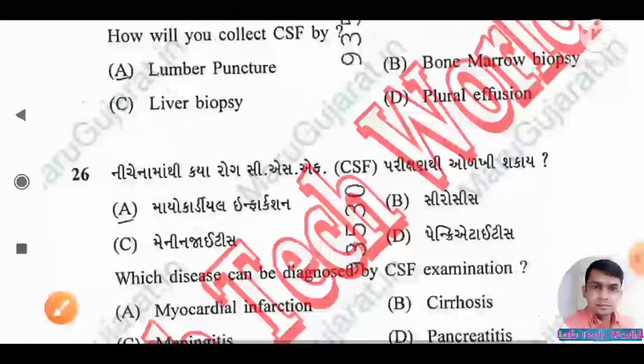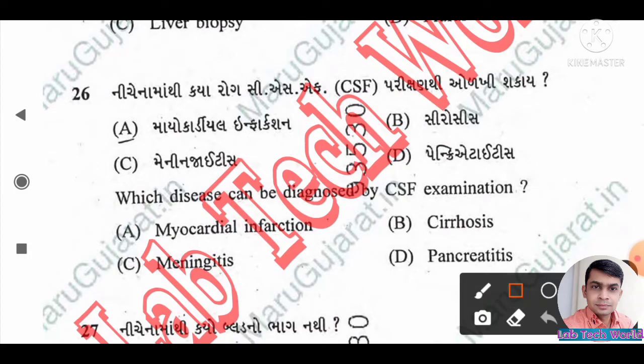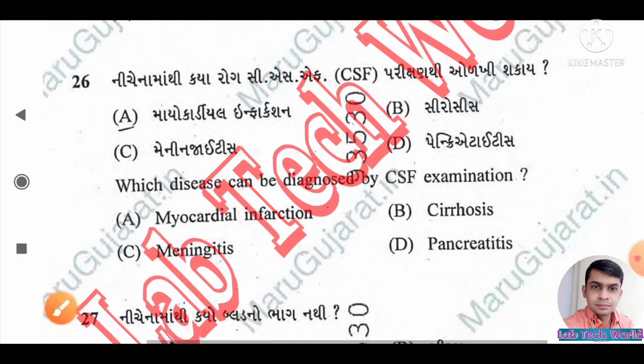Move to the next question, number 26. Which disease can be diagnosed by CSF examination? Options A. myocardial infarction, B. cirrhosis, C. meningitis, D. pancreatitis. And the correct answer for this question, it is option C. Meningitis is the correct answer, which can be identified or diagnosed by the CSF examination. So option C is the correct answer for this question.